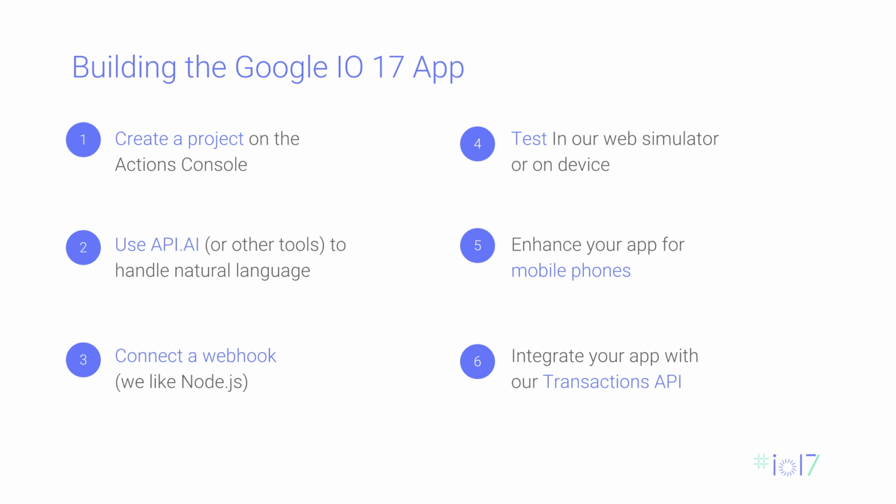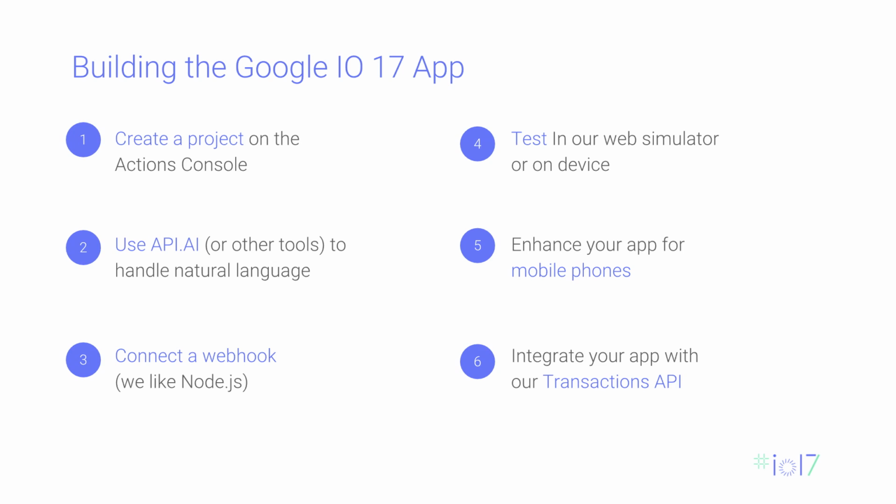So first, we create a project on the Actions console, and this is kind of like the home for the Assistant app. We then connect a natural language tool like API.ai. Now, we really like API.ai. It's a world-class natural language understanding tool. But if you have your own natural language understanding tool that's best in class, you can also connect that right to our APIs. We then connect a webhook, which allows us to perform back-end processing, business logic, and connect to APIs. Again, we like Node.js, but you can use any web server.